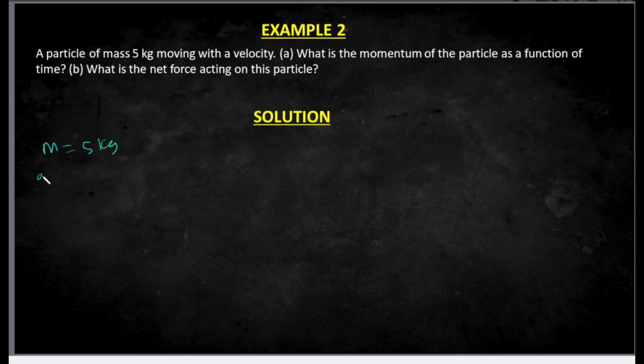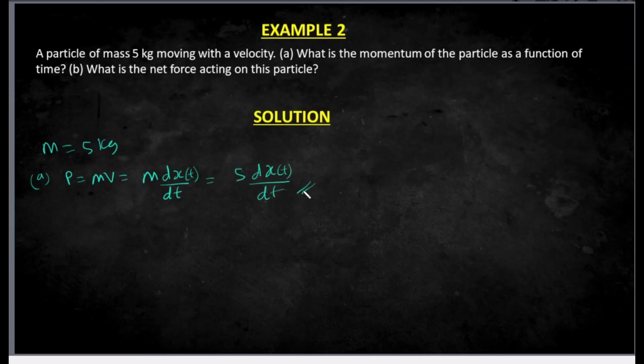The question says, the first one says, what is the momentum of the particle as a function of time? So we know momentum, P, is mass times what? Velocity, right? So mass times velocity, that is momentum. Then again, velocity is the change of distance over what? Time, which we defined previously, that velocity is change of displacement over time, and displacement is a function of time. So put the value of m, we're going to have 5 times the derivative of x of t with respect to time.